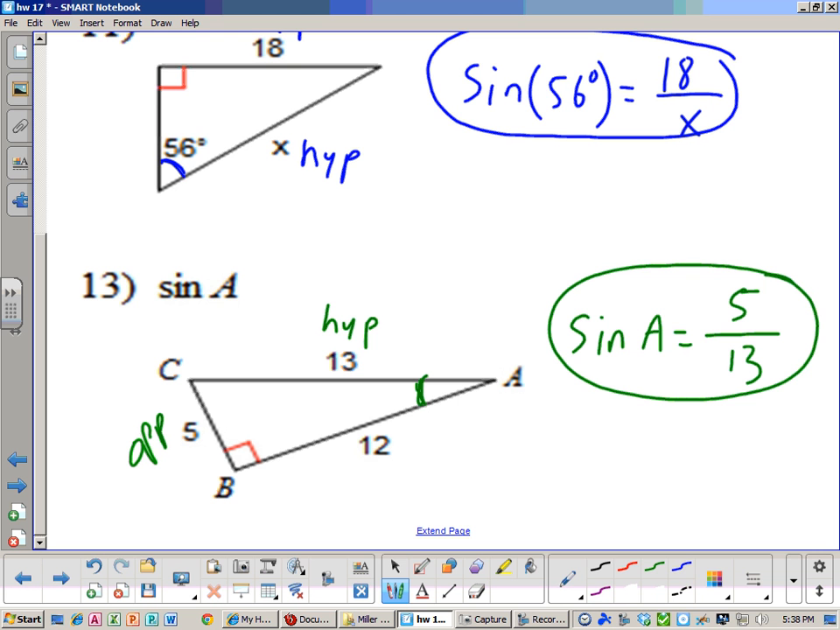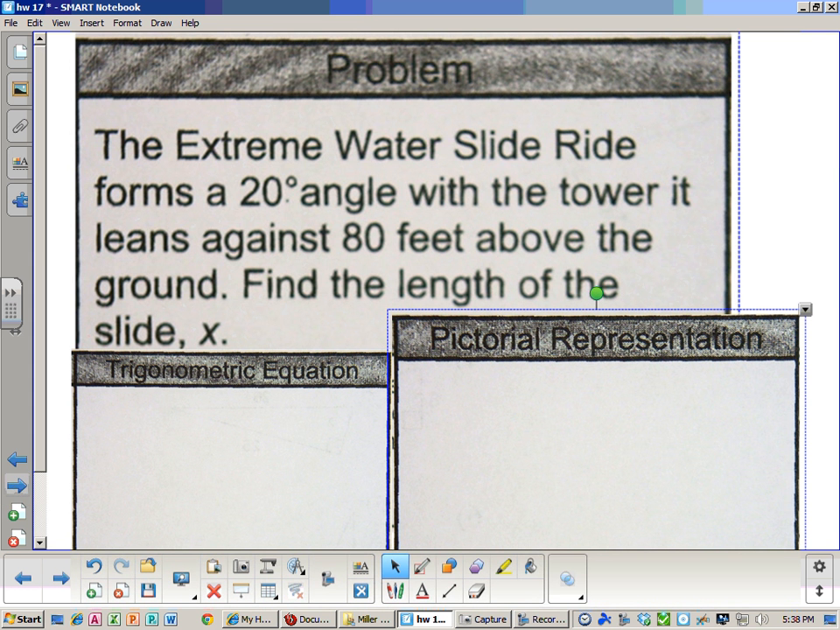This is actually from the last homework, but oh well, let's do it anyways, right? All right, back page. I'm just going to do 2 problems, and I don't want you to do the other 3. Ready? The extreme water slide forms a 20-degree angle with the tower it leans against, right?